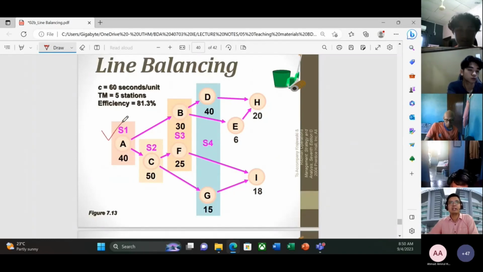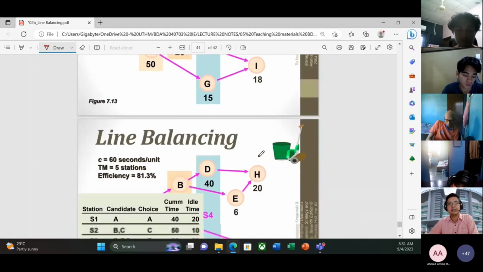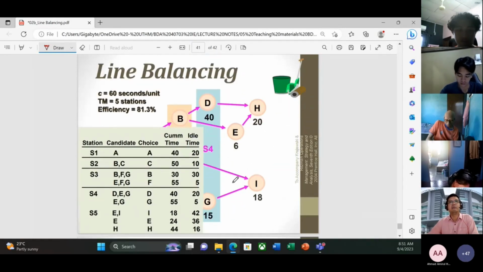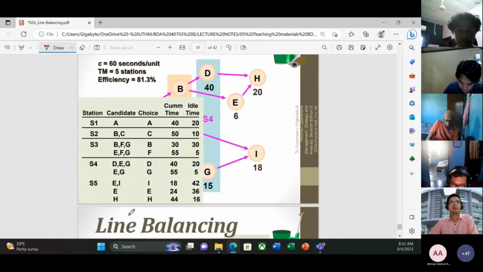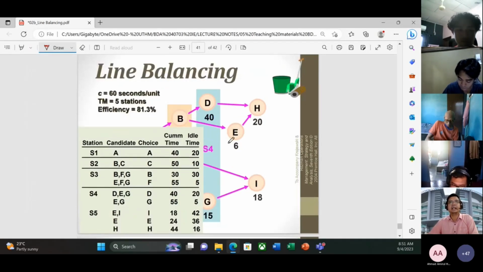We also have session 1, session 2, session 3, session 4. How do we calculate session number 5? In order to calculate session number 5, what work elements do we have left here? Only E and I, and also hash. You can put it E, I, hash here.